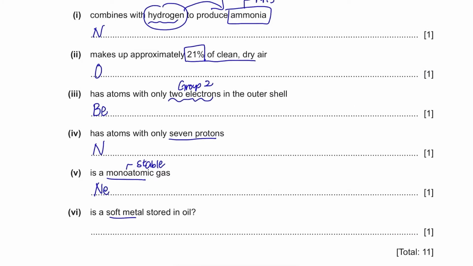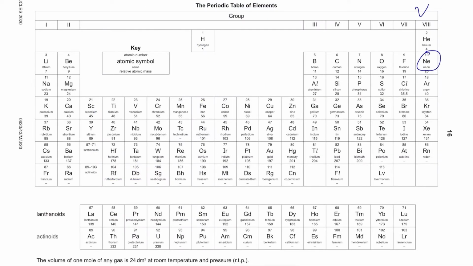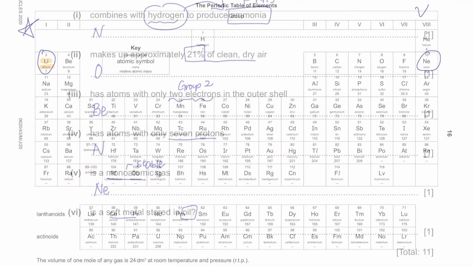Is a soft metal stored in oil? Some metals need to be stored in oil because they are too reactive. And in the periodic table, we often say the group 1 elements are very reactive, so they need to be stored in oil, and the one that is in period 2 is lithium.